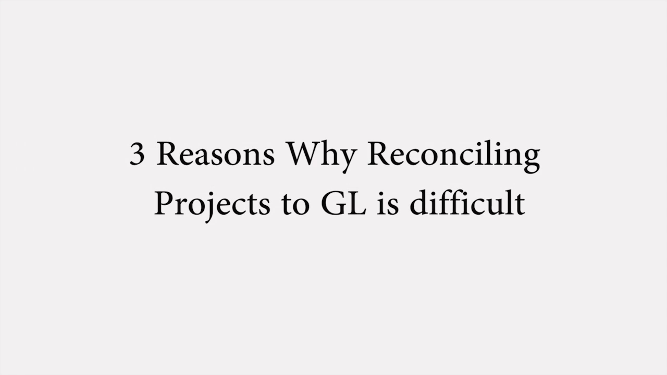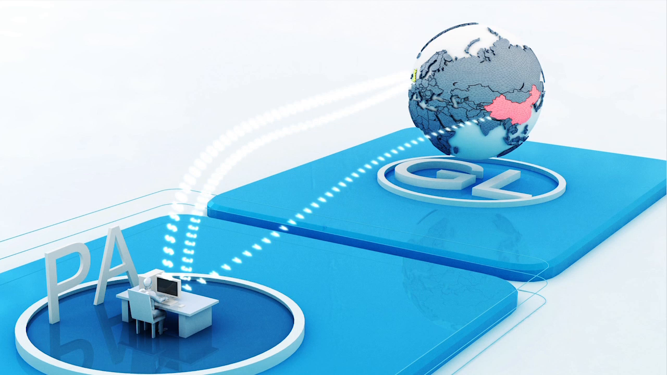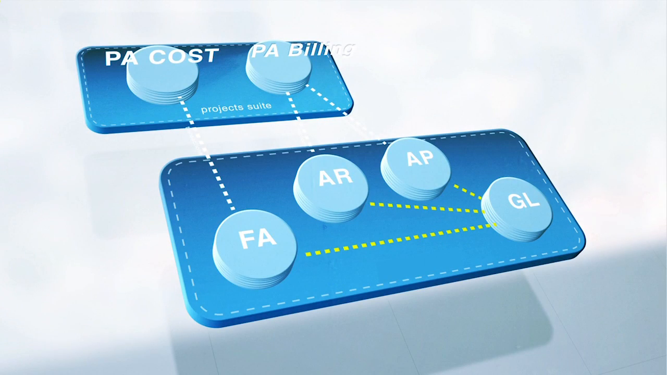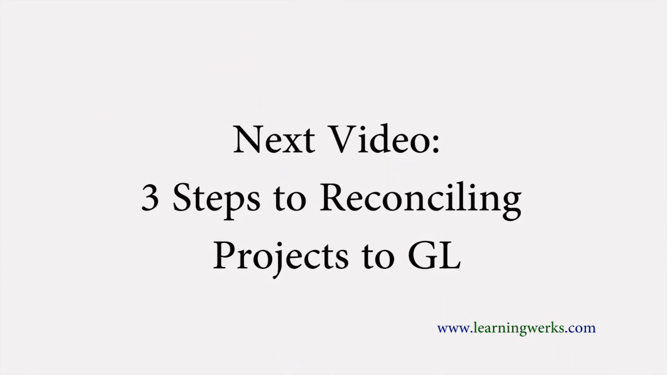In summary, the reasons why reconciling projects to GL is so difficult are the shadow ledger flow, the relationship of a project to the GL ledgers, and how projects feeds transactions to other modules. In my next video, I'll discuss how we can overcome these challenges, and I'll give you the 3 high-level steps for reconciling.